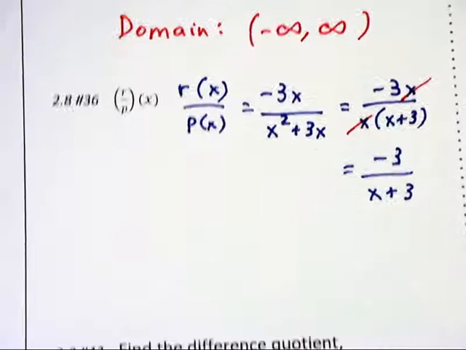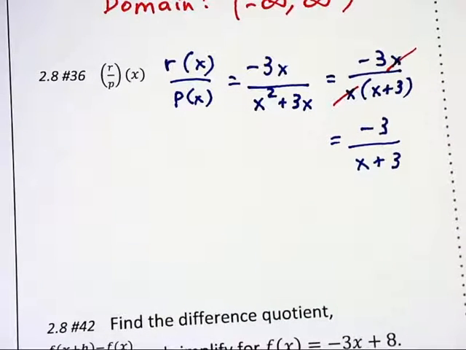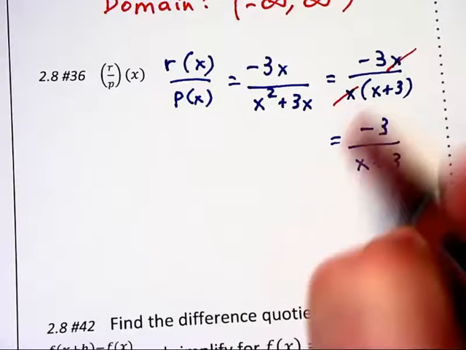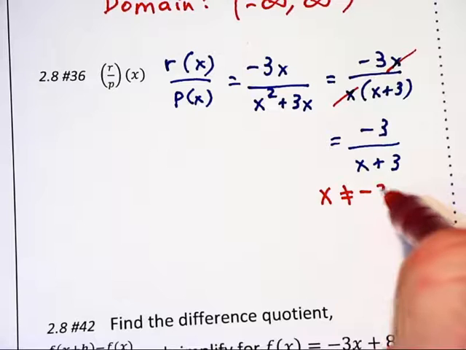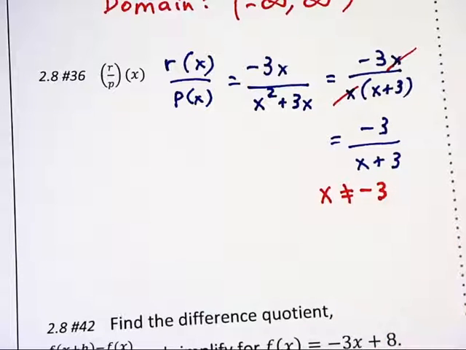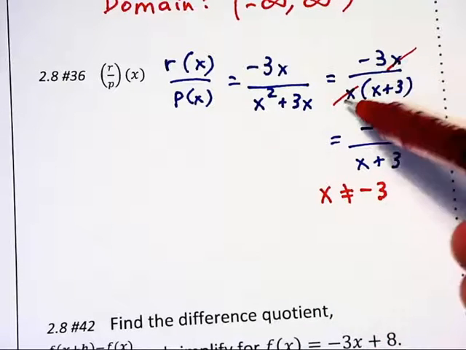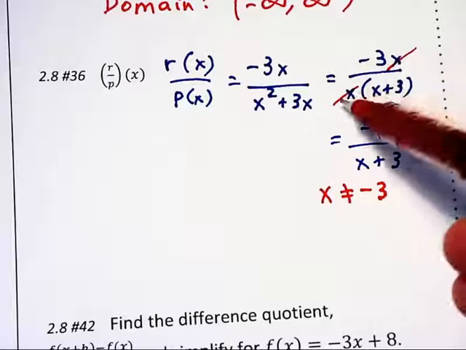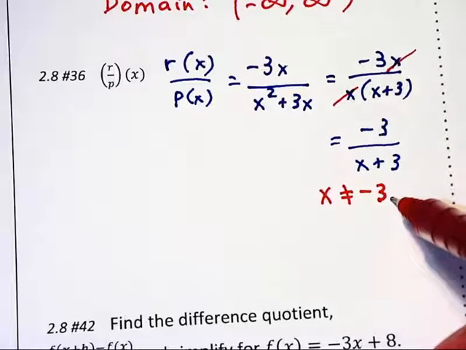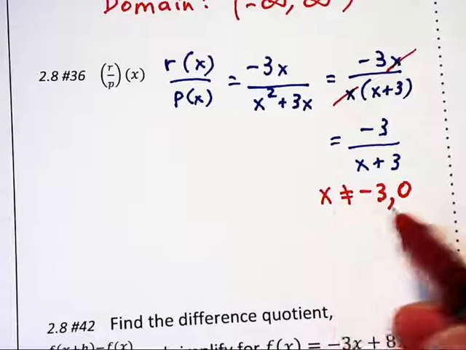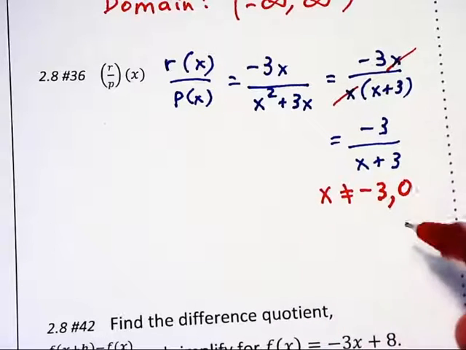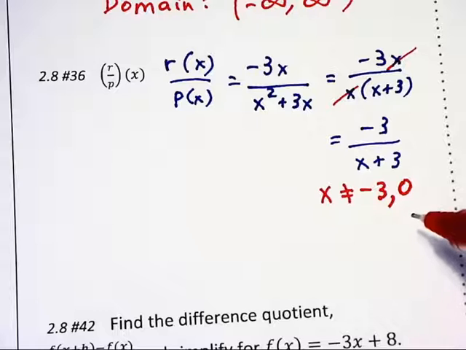Now, if we were just looking at this new function, we would say, aha, the domain here is x cannot equal negative 3. But we have to look at it before the cancellation went into effect here, and so we have to make sure that it's not equal to 0 either. Two different values here. We look at it before the cancellation.